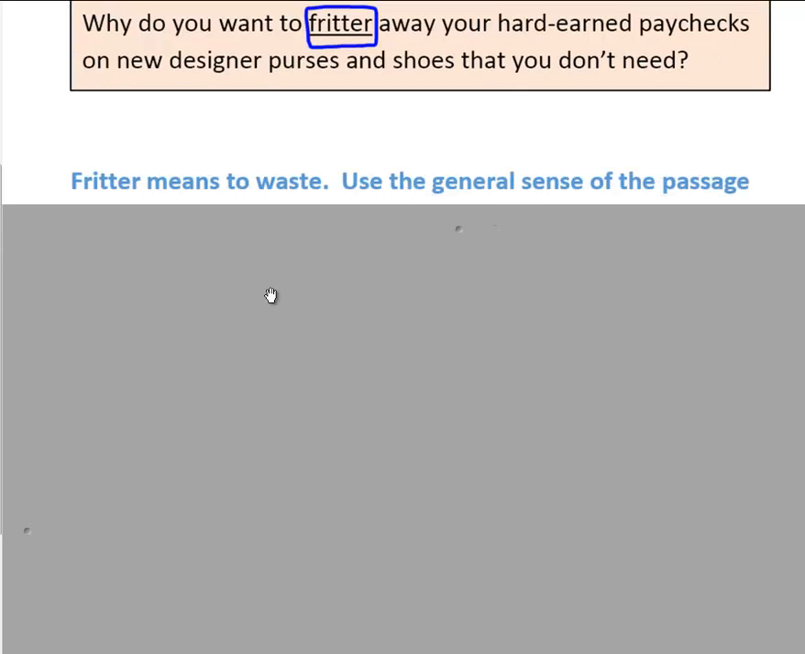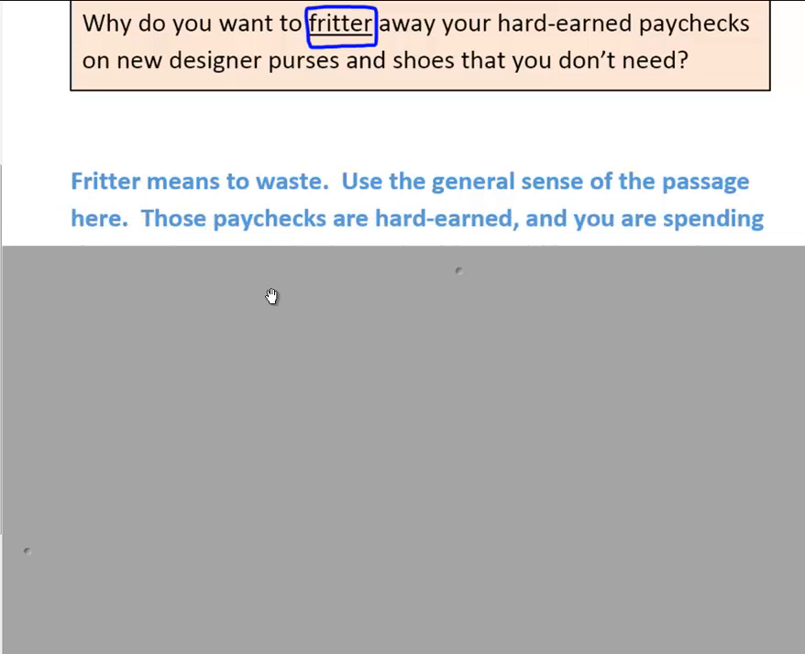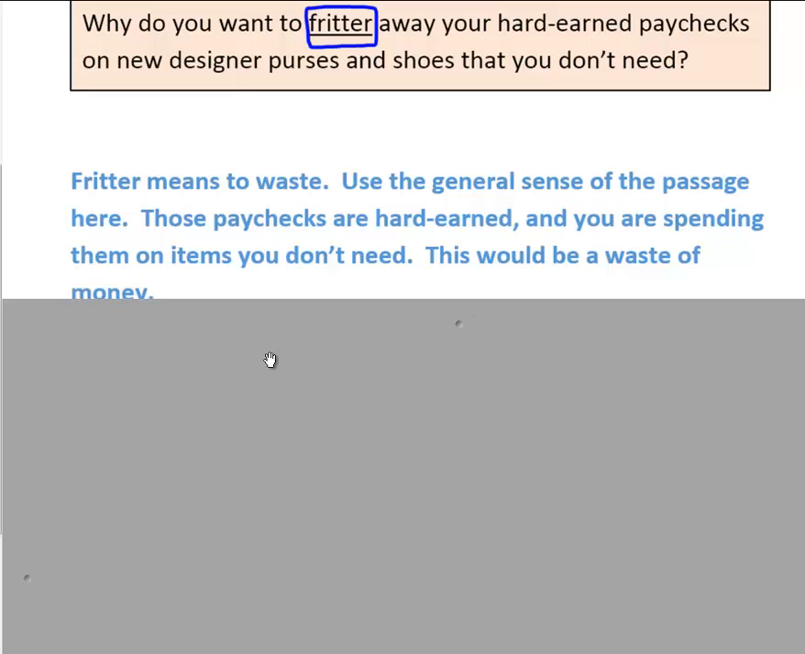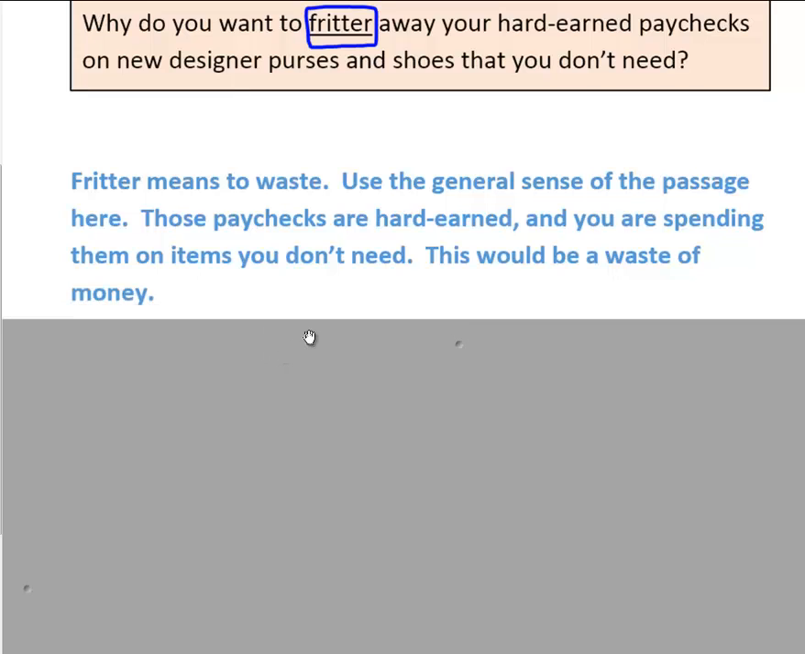Fritter means to waste. Here you want to use the general sense of the passage. Those paychecks are hard-earned, and you are spending them on items that you don't need. This would be a waste of your money. So yes, to fritter away something means to waste it away.